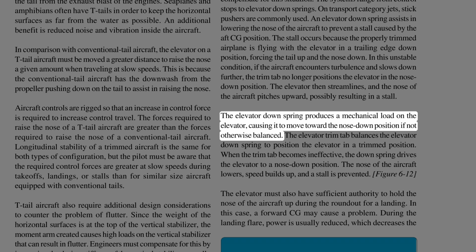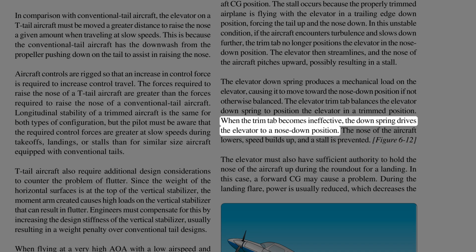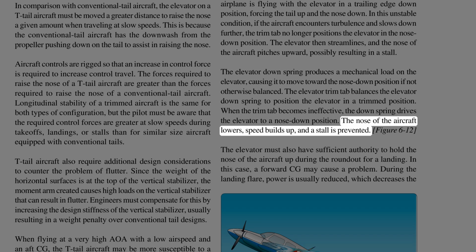The elevator down spring produces a mechanical load on the elevator, causing it to move toward the nose down position if not otherwise balanced. The elevator trim tab balances the elevator down spring to position the elevator in a trimmed position. When the trim tab becomes ineffective, the down spring drives the elevator to a nose down position. The nose of the aircraft lowers, speed builds up, and a stall is prevented.